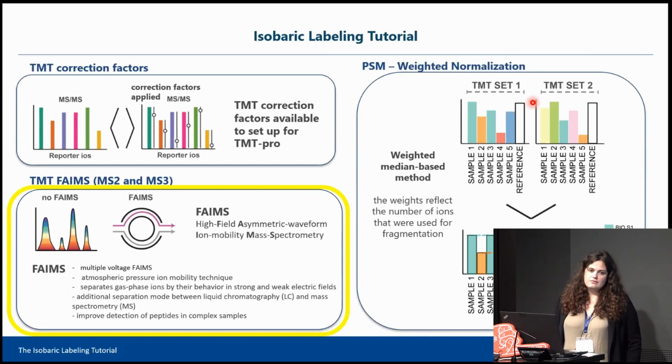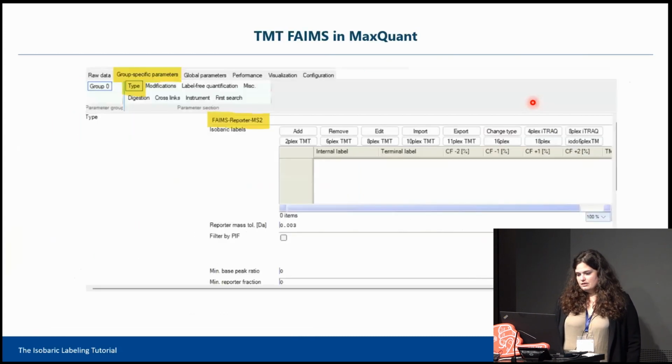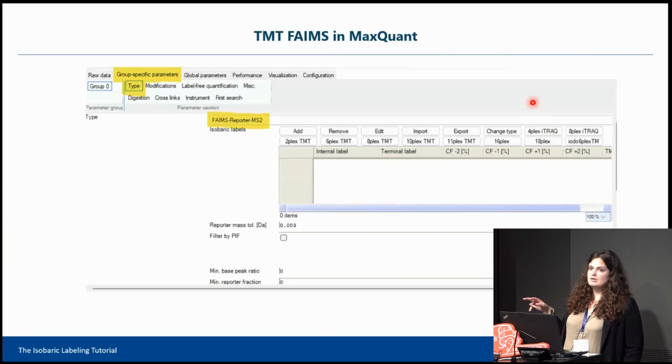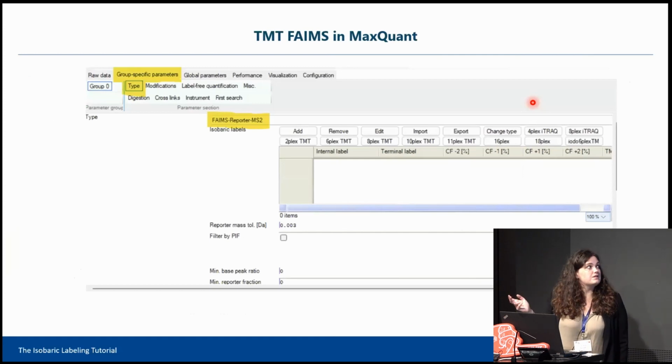So in TMT FAIMS, the same will be, okay, you have your raw data. You will do the database, so you will use the FASTA file based on the experimental design that you have. And in quantification, you will tell the plex that you have. The only difference is that when you go to the group-specific parameters, in type, instead of selecting TMT reporter MS2, if it is a TMT MS2 FAIMS, you will select FAIMS reporter MS2. If it was a TMT MS3 FAIMS, you will select, and it's listed, the FAIMS reporter MS3.